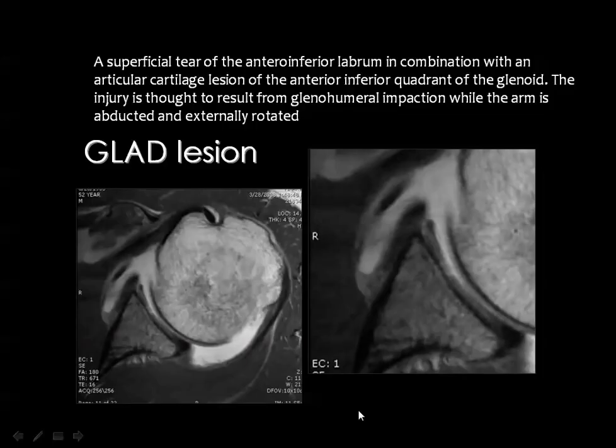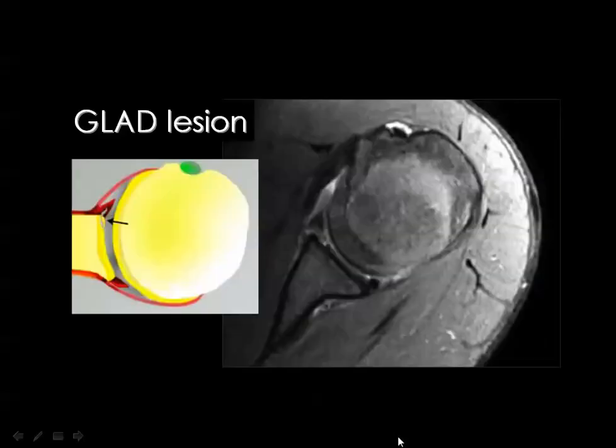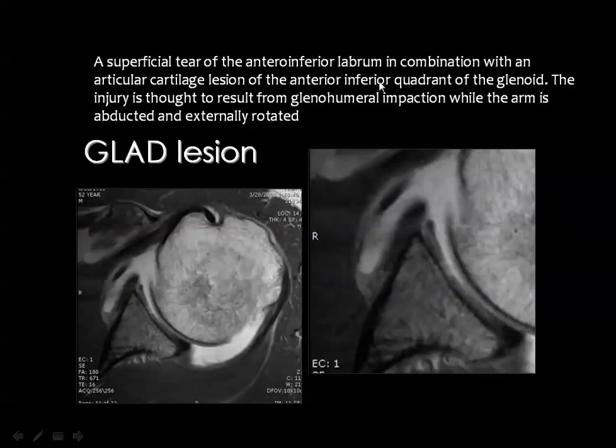Then we came to a lesion which is, let's say, similar to that of the Perthes lesion, but in this injury there is some injury of the anterior glenoid labrum, and the injury will extend to affect the articular cartilage of the glenoid part of the scapula. Then you are dealing with this lesion, which is known as GLAD lesion, and this GLAD lesion represents that there are injuries of the anterior labrum as well as the articular cartilage of the glenoid part of the scapula.